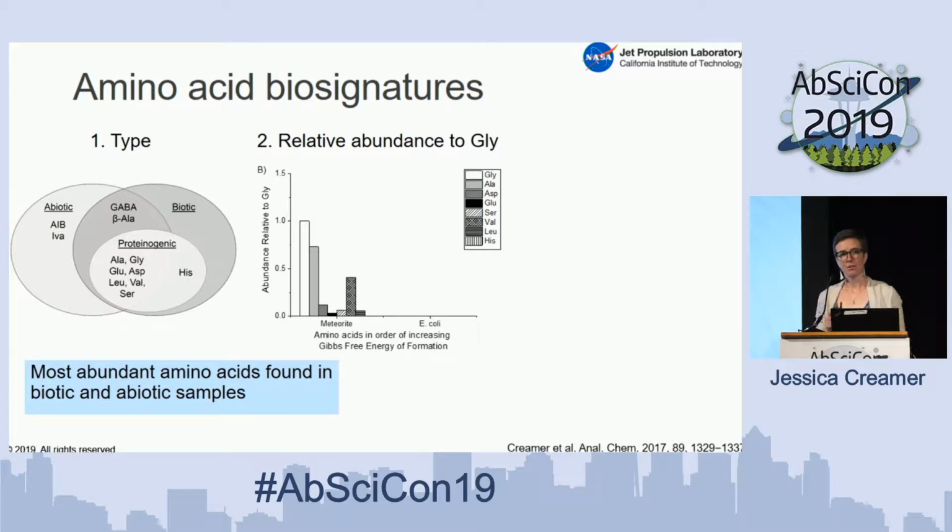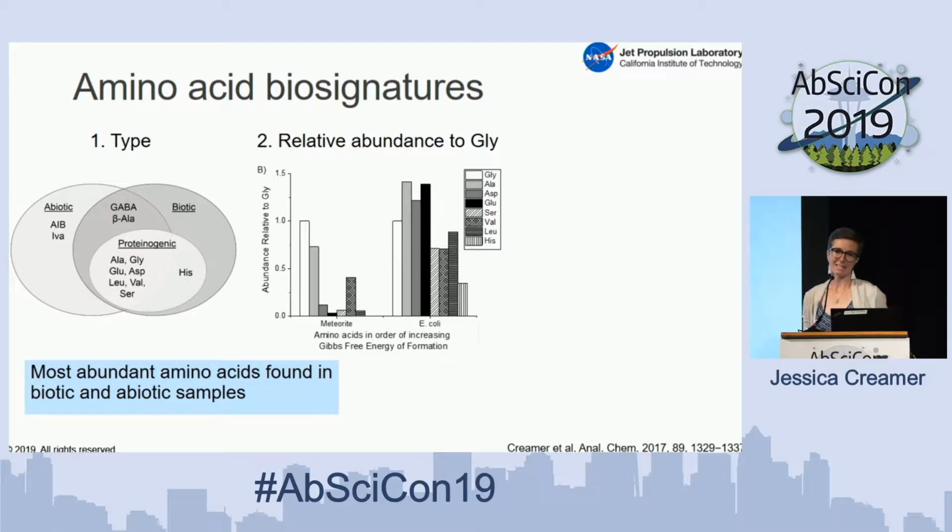The next pattern you can look at is the relative abundance of the amino acids you find to glycine. Glycine is the smallest and easiest to synthesize amino acid, so abiotic chemistry makes a lot of it with respect to the larger, more complex amino acids. But life needs complexity, so relative to glycine, life uses more of those complex amino acids, so you see a higher abundance of those in biotic samples.